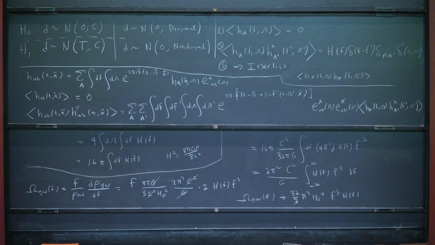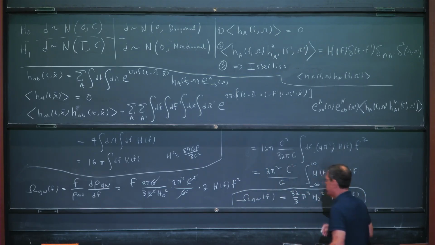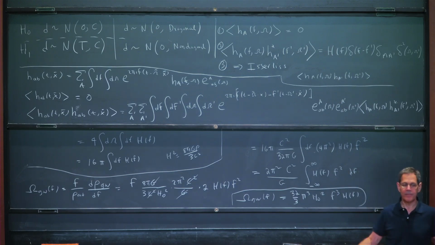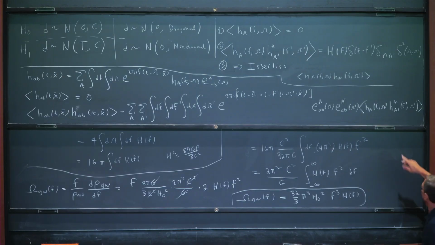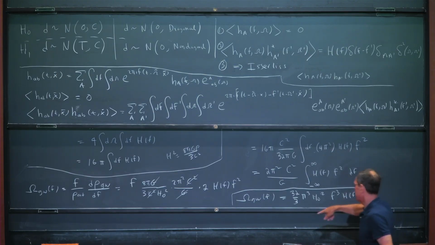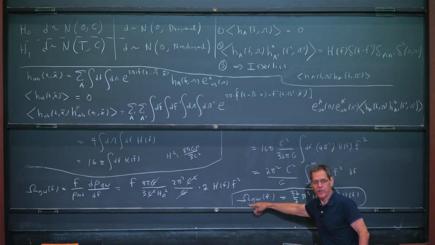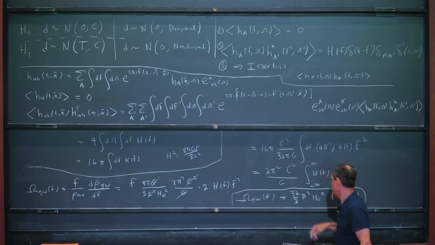Almost, except I made a mistake in my notes. I left out the h0 squared. So I believe that. Okay, so this shows you the way that the spectral function h of f in this covariance written over there is related to energy density. So this is a physical quantity, just relating it to h.